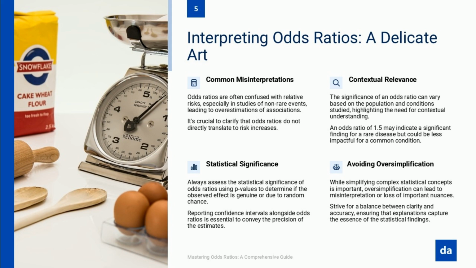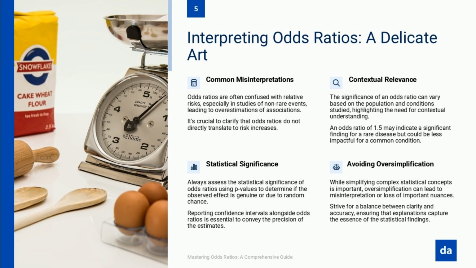It's important to note that while odds ratios can be powerful tools for interpretation, they should not be directly interpreted as relative risks, especially when the event in question is common. Doing so can lead to significant misinterpretations of the data. Instead, focus on communicating the direction and strength of the association rather than trying to translate odds ratios into exact risk increases.